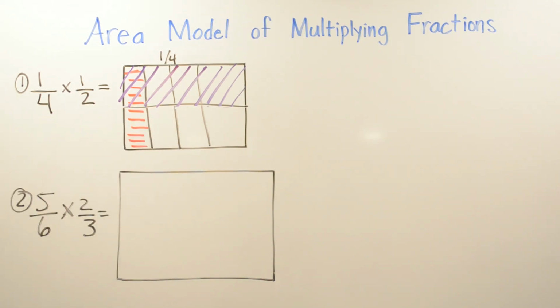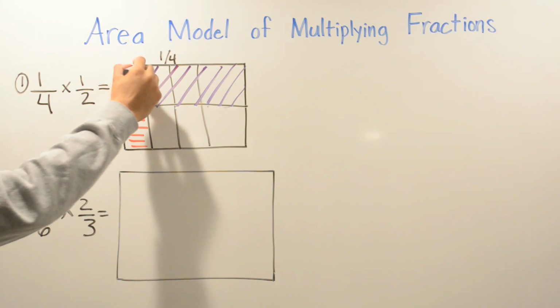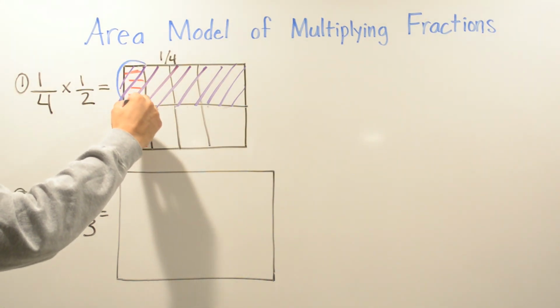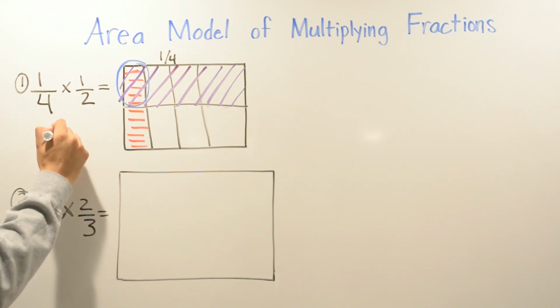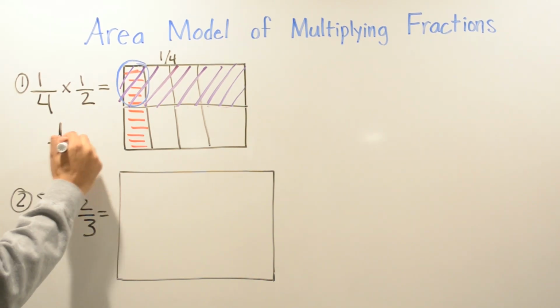Okay. And then we're going to see how many sections overlap between 1/4 and 1/2. And as you can see, you only see one of them overlapping, right here. This is the only box that overlaps. So that right there is going to be your numerator. Your numerator is going to be 1. Okay? There's only one overlap.